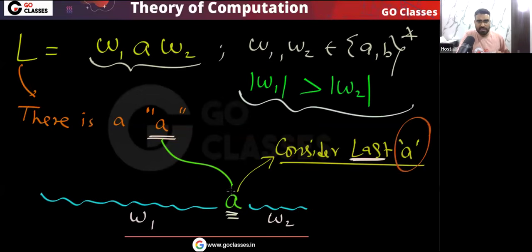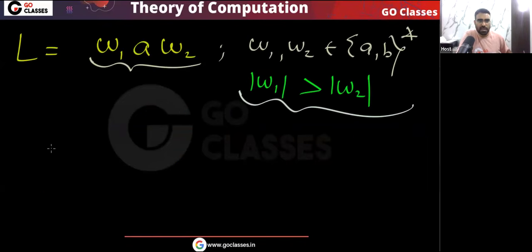So that is the reason I am saying that you can always consider the last A. So finally, in this language, you can always consider this A as the last A. This is the last A.